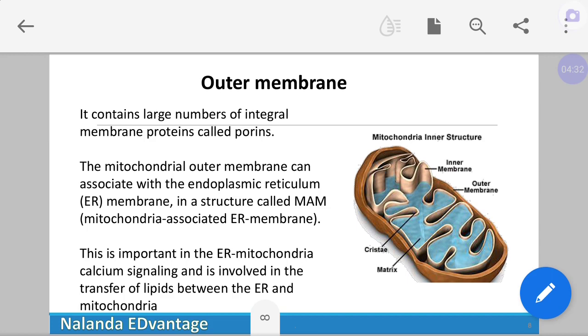Now let's talk a bit in detail about this structure. Let's talk about the outer membrane. It consists of a large number of integral membrane proteins called porins. This membrane is also in connection with the ER, or endoplasmic reticulum, through a structure known as MAM, or mitochondria-associated ER membrane. This is important in mitochondrial calcium signaling, as well as transfer of a few lipids between the ER and mitochondria. So basically your outer membrane also acts in signaling pathways.